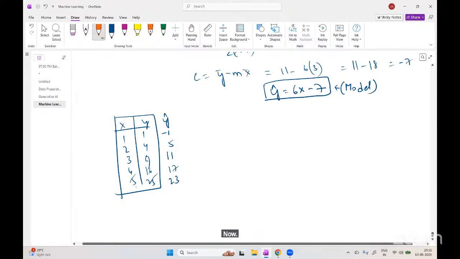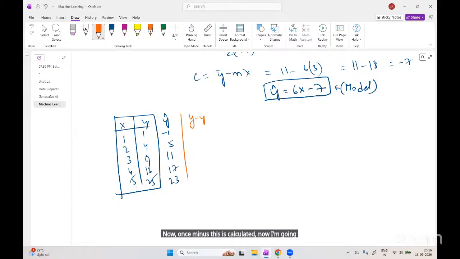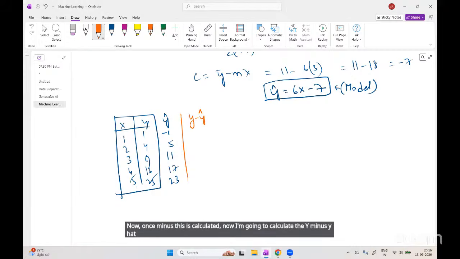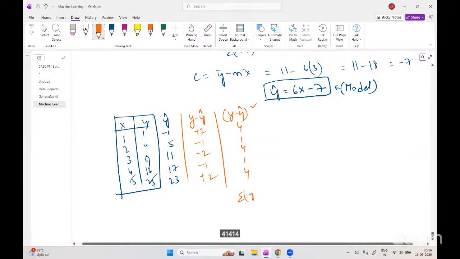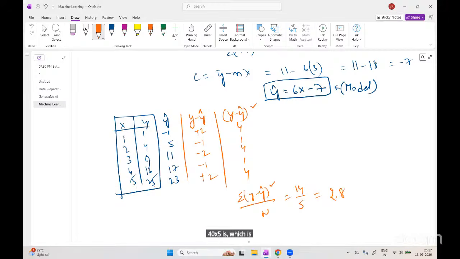Now, once this is calculated, I'm going to calculate y minus y hat. Y minus y hat: 1 minus of minus 1 is plus 2, 4 minus 5 is minus 1, then minus 2, again minus 1, plus 2. Y minus y hat whole square: 4, 1, 4, 1, 4. Sum of y minus y hat whole square divided by n: 12 plus 4 is 14, 14 by 5, which is equal to 2.8.